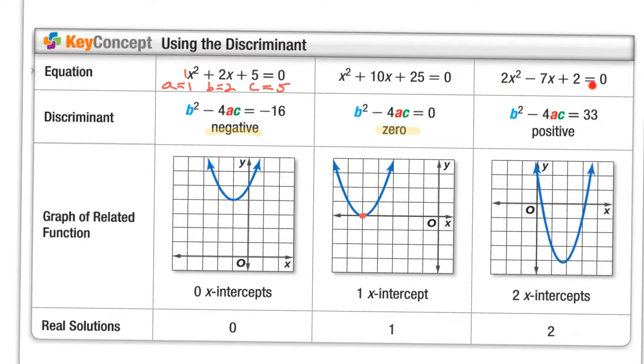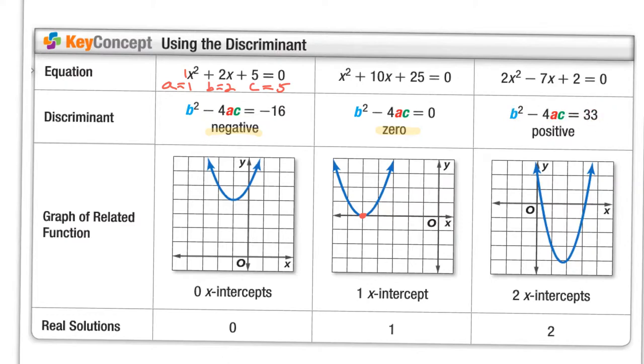And the third example here, 2x squared minus 7x plus 2. A is 2, B is negative 7, C is 2. You plug in the negative 7 squared here, minus 4 times 2, that's your A, and then you have 2 again, that's your C. You simplify and we get 33.